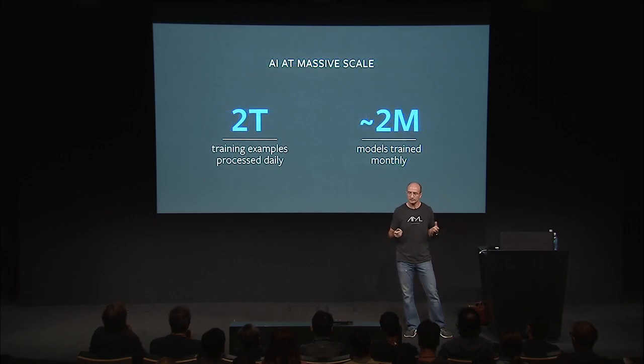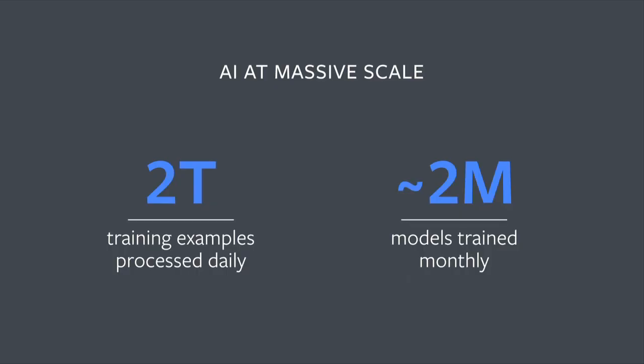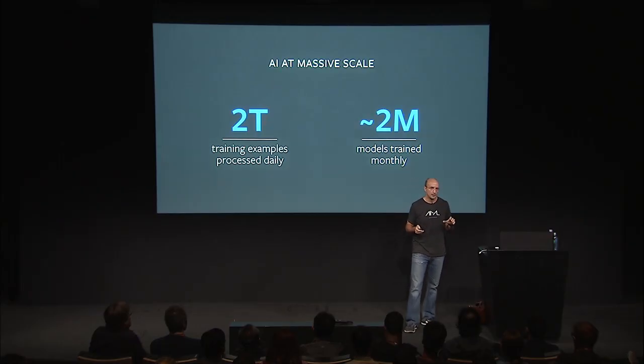And then, I mean, trivially, right? Right now, we train on trillions of training data every day. The problem with these slides is I have to redo them all the time because these numbers keep increasing like crazy, right? And then we train at the moment a couple of million models every month. This again is growing fast. This is 4 times more than we were doing only a year ago.